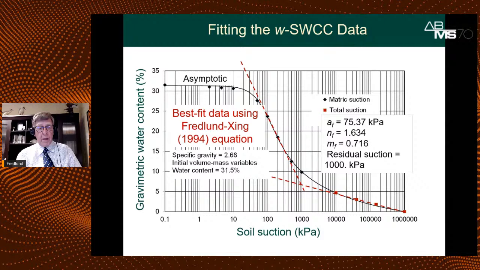The variable for it is 1.63. It is really the slope at the inflection point. And a third variable is for fitting data near the residual conditions. Residual conditions in this case are near 1,000 kilopascals.